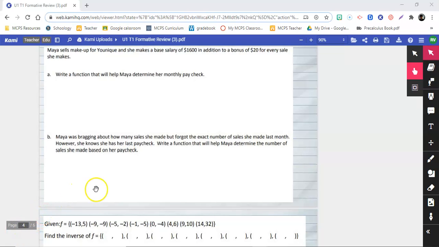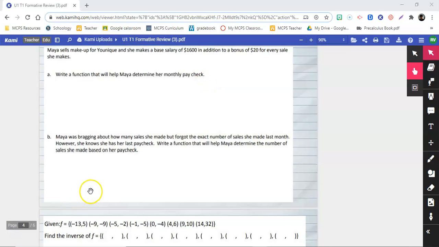Another example that we can apply the inverse relations is in word problems. Let's take a look at this example. Maya sells makeup for Unique and she makes a base salary of $1,600 in addition to a bonus of $20 for every sale she makes. Let's write a function that will help Maya determine her monthly paycheck.